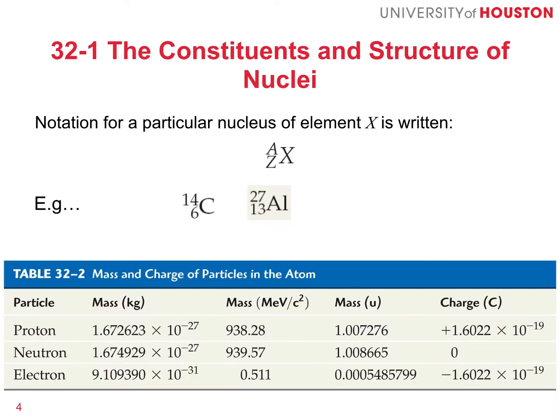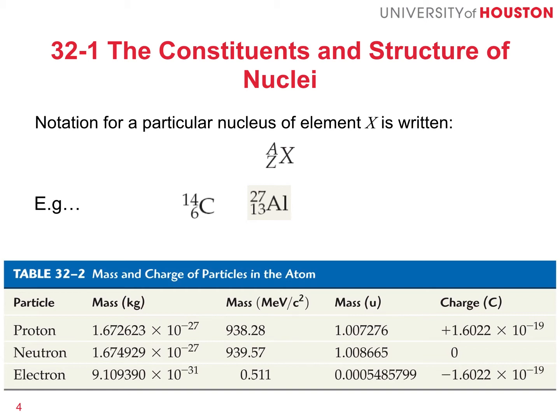Now, there is a particular notation that we use for an element with respect to the atomic number Z and the mass number A. We write it down as follows. The X represents the element that we are notating. The Z on the bottom, which is the number of protons, will represent the atomic number, and the A at the top will represent the mass number, which is the number of protons and neutrons.